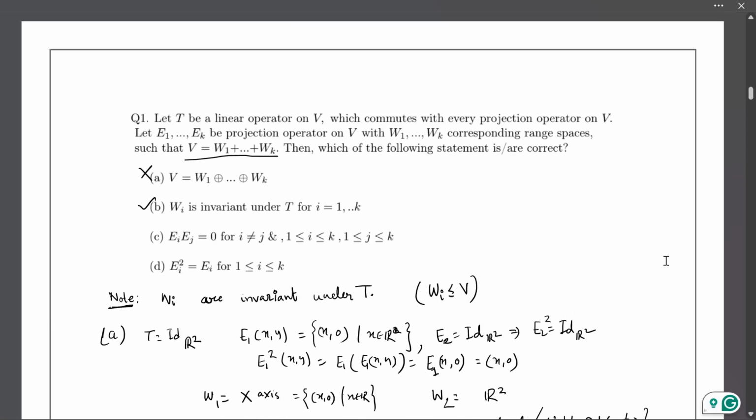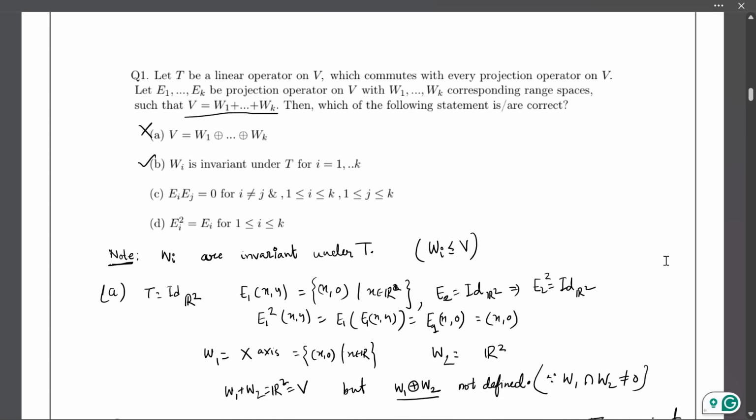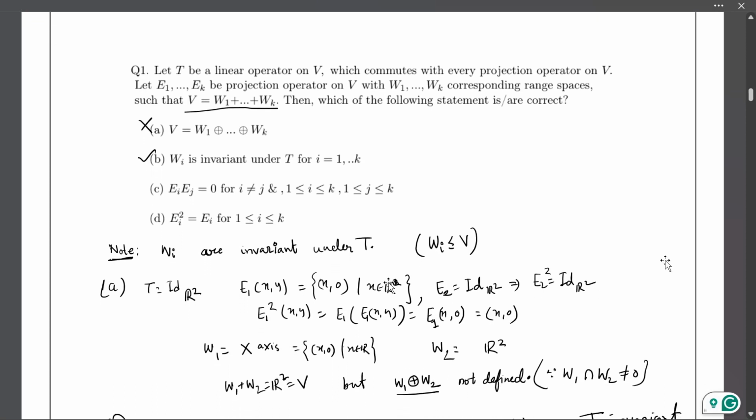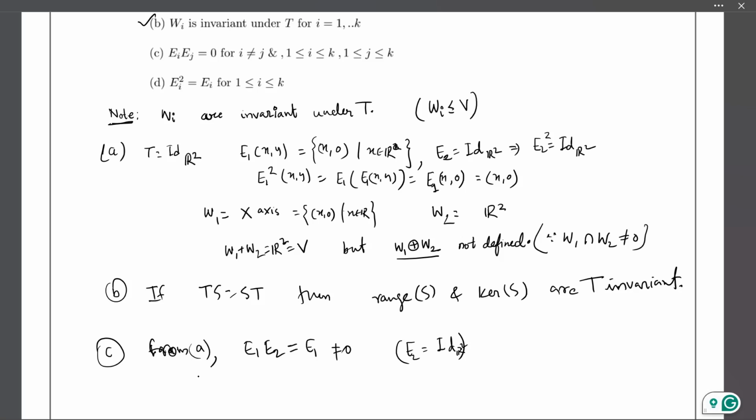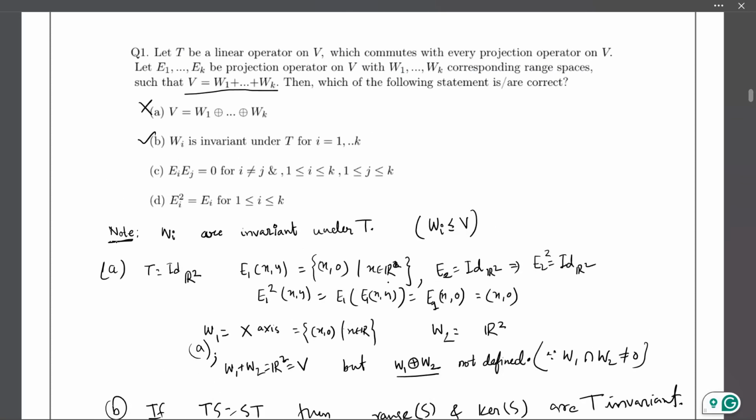So is correct. What was the third option? Even composite with EJ is 0. Not always. You can look here at option A. If you compose E1 with E2, this is not 0 because this is nothing but E1 itself, because E2 is identity. I'm taking identity from A. Okay, so this is not 0. So this option is correct.